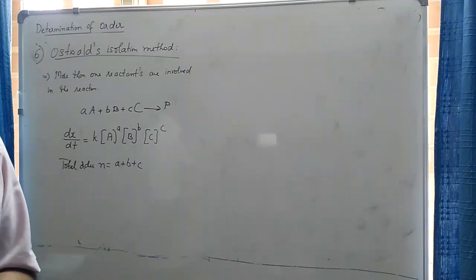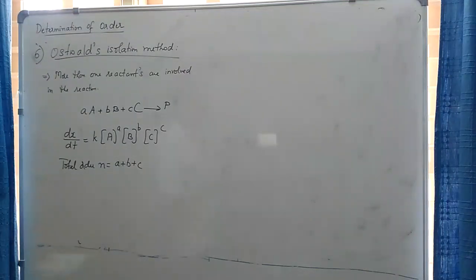But there is a problem now. Why? Because when the reaction occurs, not only the concentration of the reactant A changes with time, the concentration of B and C also changes with respect to time. Your main aim is to find out the order of the reaction with respect to only reactant A.